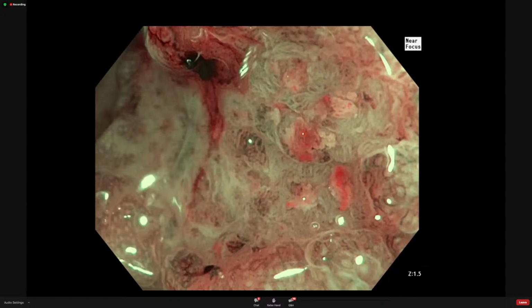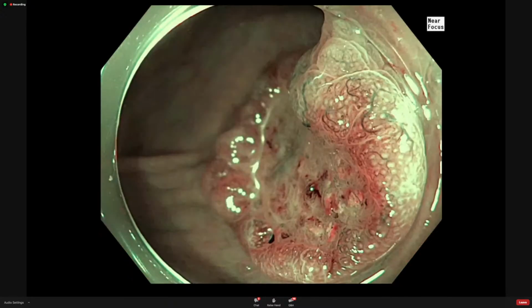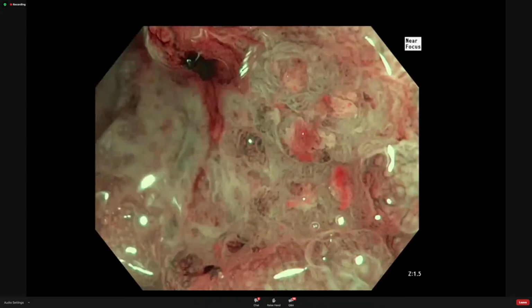Yes, I agree with Professor Sano. This region is a depressed region, and in this depressed area, the margin is well demarcated, and in the center of the region, the pit pattern is type V3. So we diagnose this lesion as a submucosal cancer. So we recommend surgery for this lesion.